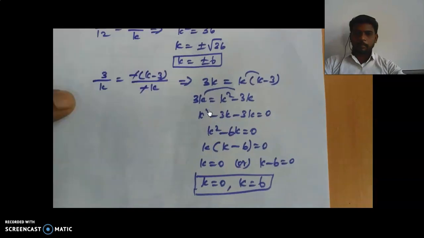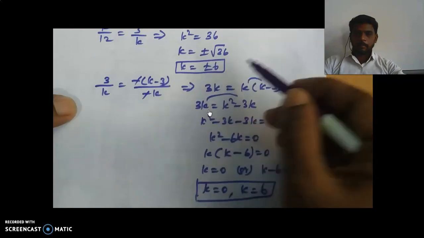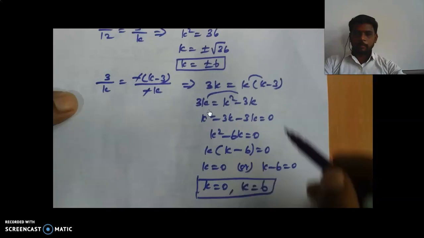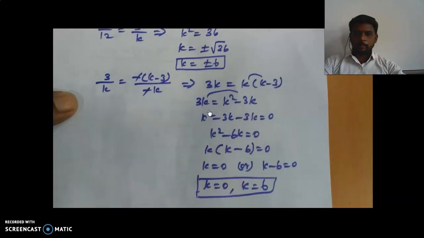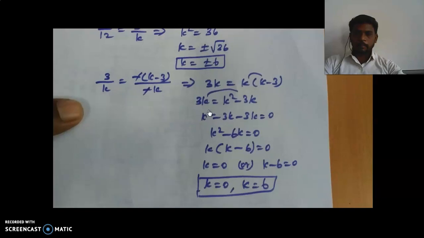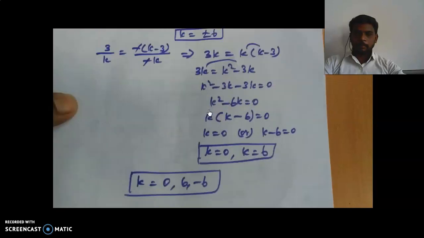Now how many values are we having? In the first case we are having k equal to plus or minus 6, and in the second case we are having 0 and 6. So when we combine these two, the value of k is nothing but 0, plus 6 and minus 6. That's it. So these are the possible values of k.